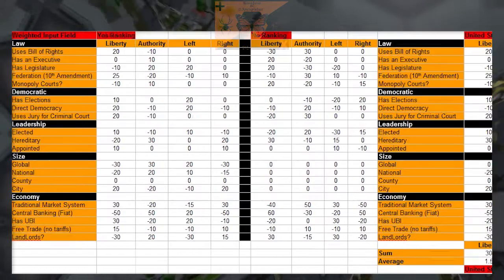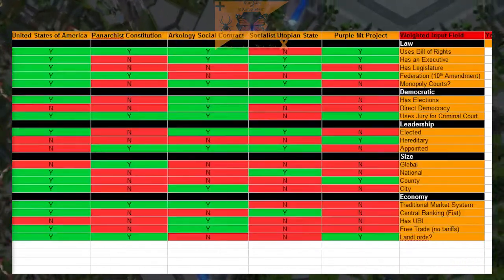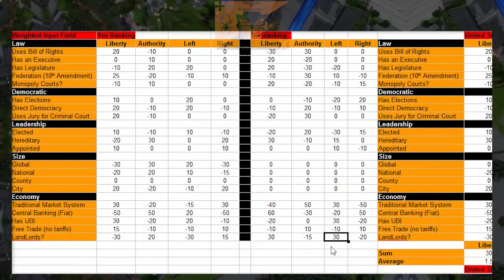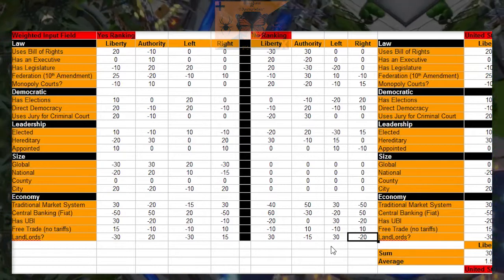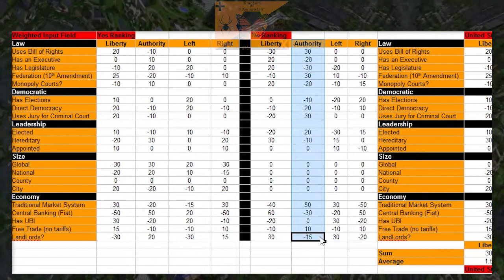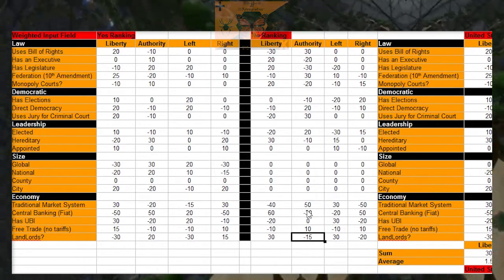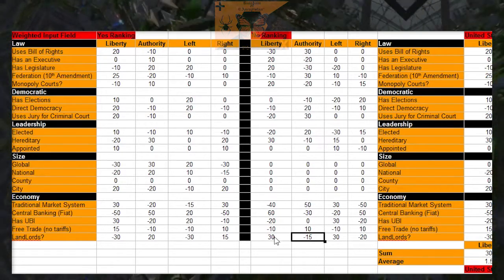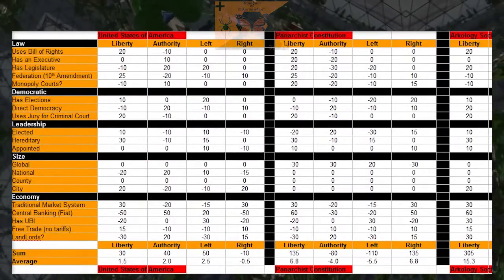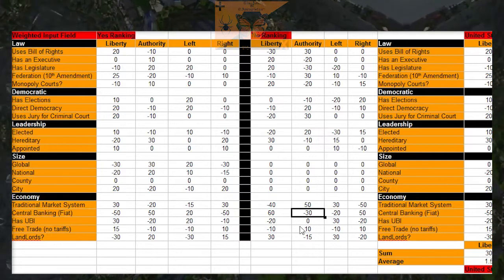Very big deal. So yeah, getting rid of the landlords turned out to be plus 30 left, minus 20 right. But it was also good for liberty and bad for authority, because I think the monopolization of land and landlordism is inherently somewhat authoritarian. So like central banking, huge on liberty, minus authority.